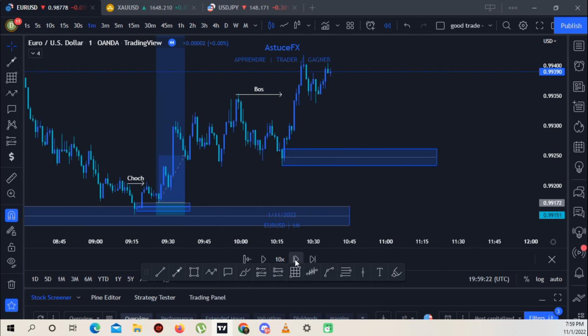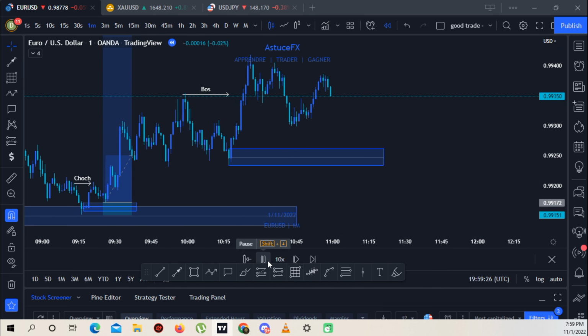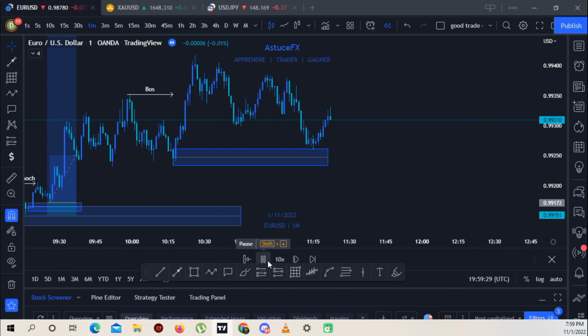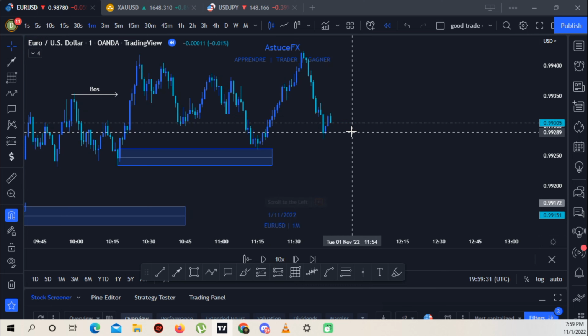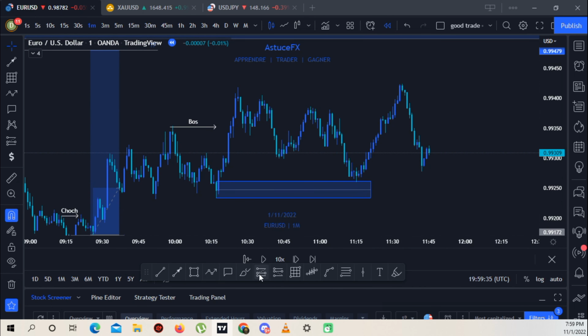I didn't take this entry. And if I continue, you can see that price pulled back. Let's wait a bit. Yeah, price pulled back, tapped into it, and I bought. But from price tapping into this one and buying, I didn't get entry on this one. But my second entry was this.